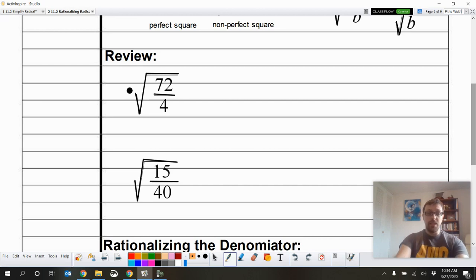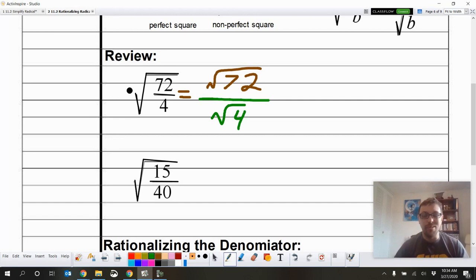So the general idea is you want to break this up into two square roots. You've got your top square root, and then you've got the bottom square root. Should have done that the other way because then the radical goes on top. Oh well. But whatever.